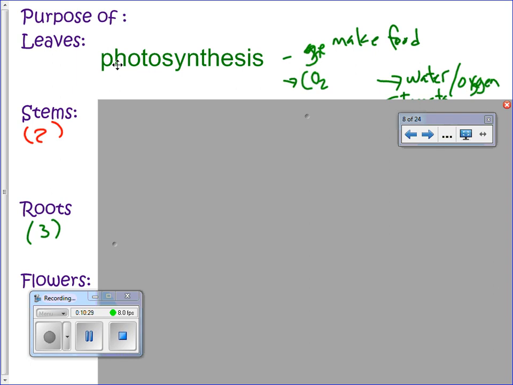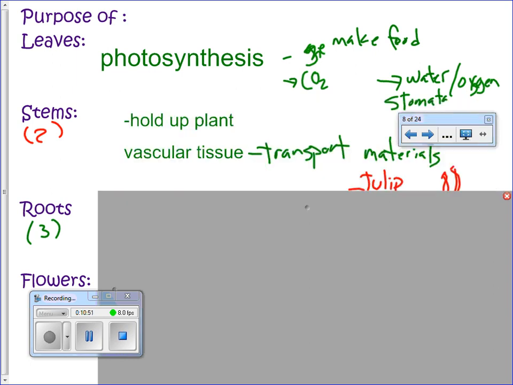So stems. What are the two purposes of stems? And don't panic, this is easy. What do the stems do? Easy things. Now I'm going to call on you for a much more difficult question. What do the stems do? Yeah, they carry stuff up and down. They have all the vascular tissue. And what else do they do? Yeah, they support it. They hold it up. Okay? So the stems hold the plant up, and they're full of vascular tissue to transport materials.